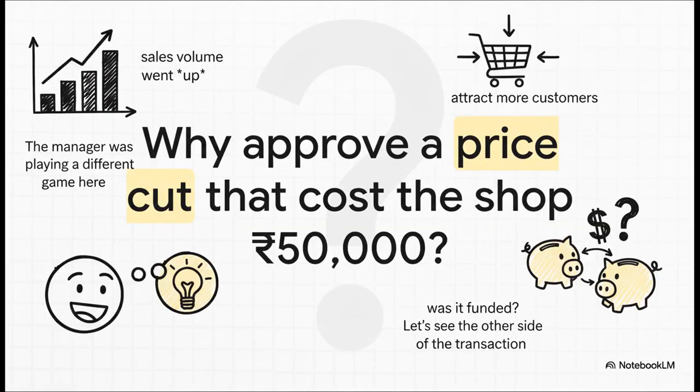I mean, on the face of it, this seems like a terrible decision, right? But remember, sales volume went up. The manager was playing chess, not checkers. This price cut was almost certainly a deliberate strategy to get more people in the door. But how did they afford it? Let's look at the other side of this deal.